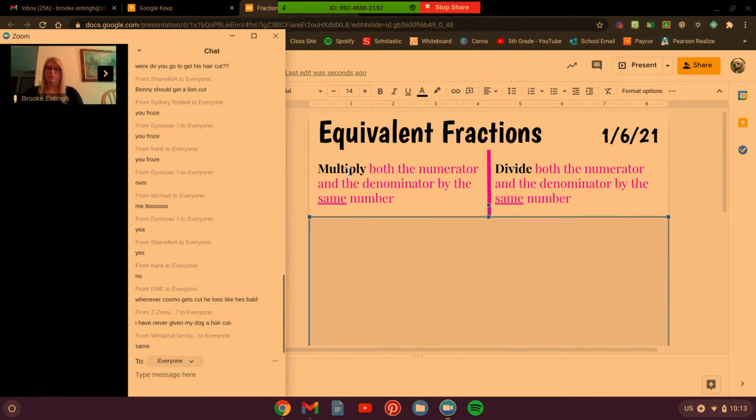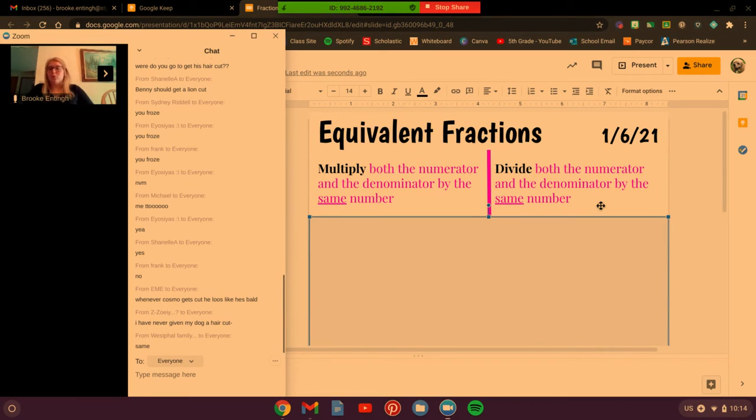So we can multiply both the numerator, remember the numerator is on top, and the denominator, which is on the bottom, by the same number. And then on the other hand, you could also divide the numerator and the denominator by the same number as well.